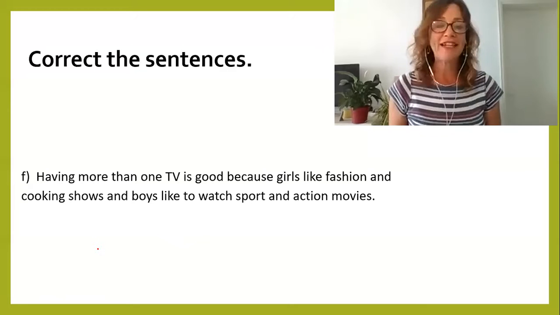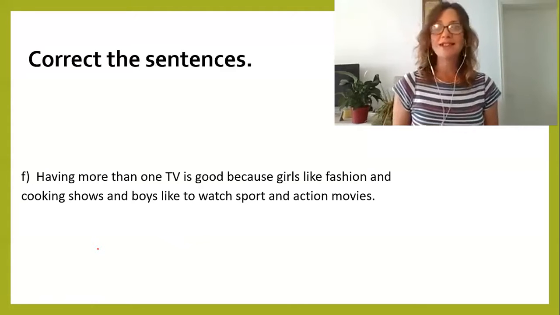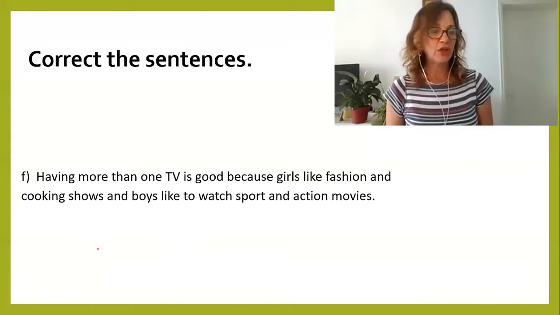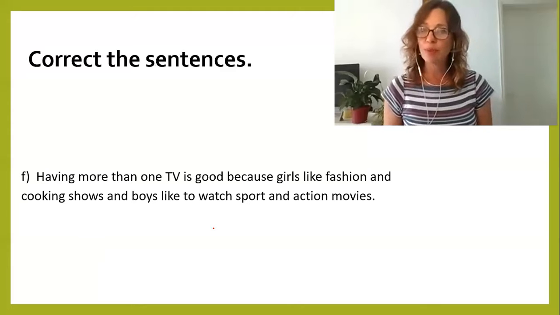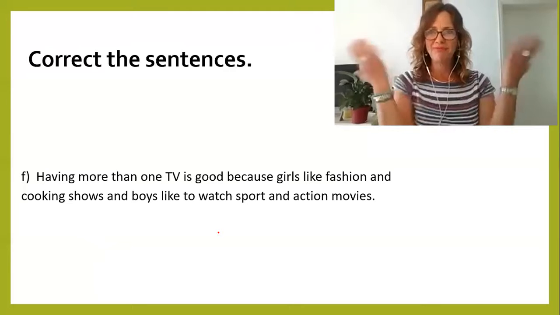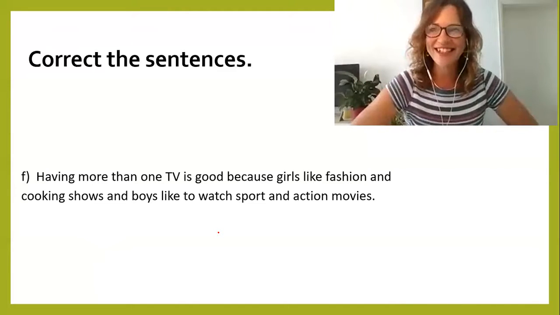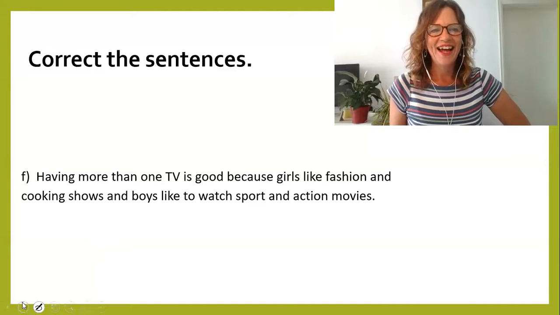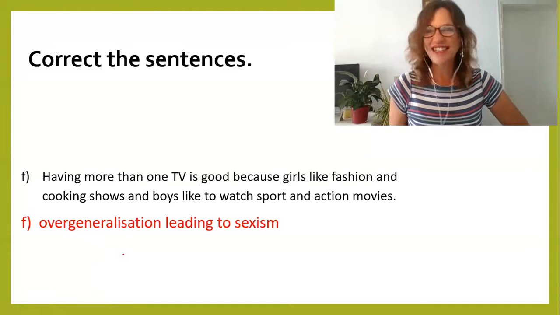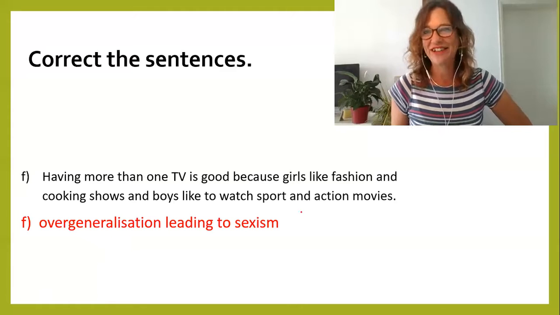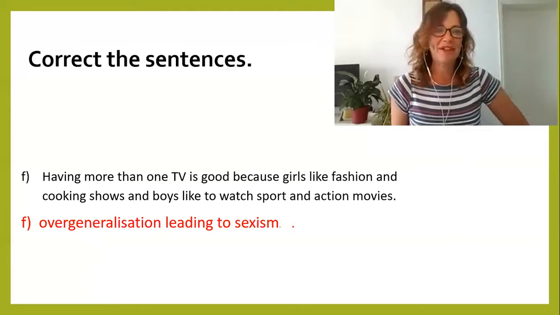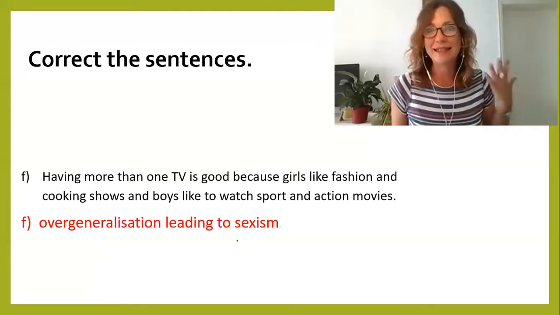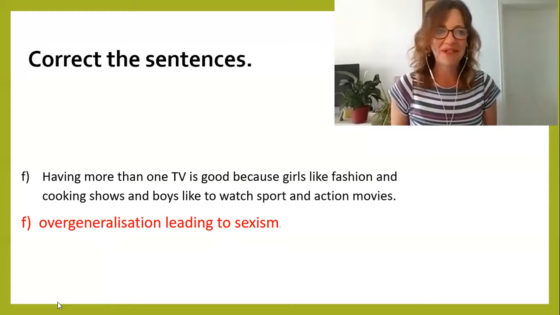Having more than one TV is good because girls like fashion and cooking shows and boys like to watch sport and action movies. What's wrong with this sentence? Yeah, it's overgeneralization, you know, it's not very academic, is it? Because overgeneralization is leading to sexism in this point, you know. So let's try one more.